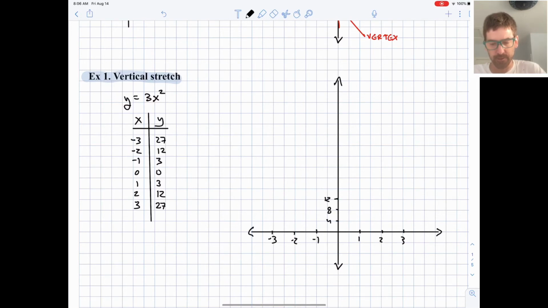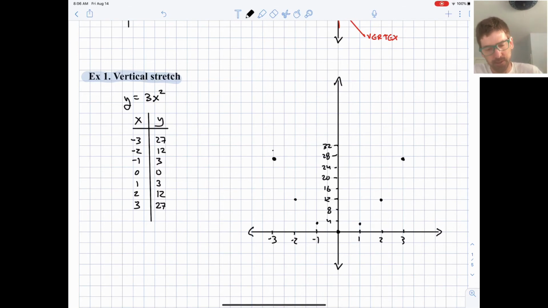8, 12, 16, 20, 24, 28, 32. Okay, that'll roughly get it. Probably could have gone up by 3's, but that's okay. And so -3 up to 27 is going to be about right there. And then using symmetry, -2 up to 12 is exactly right there. And then -1 up to 3. And then 0, 0. Okay?